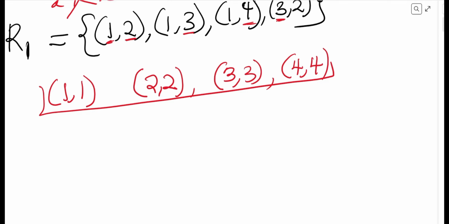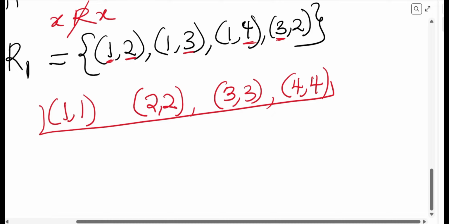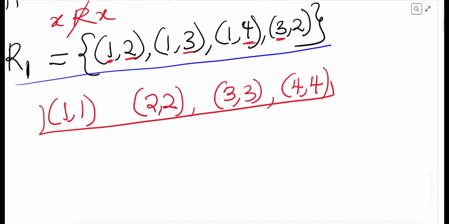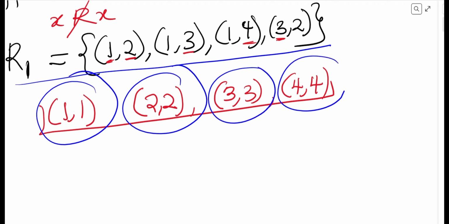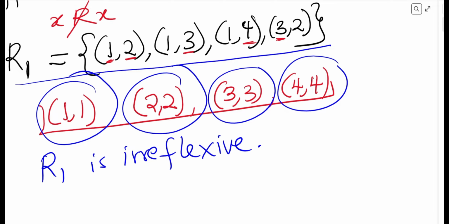So, if we look at this example, in the relation R1, we don't have this, we don't have this, we don't have this, and we don't have this. We can say that this is irreflexive. Note that if even one of them comes in the relation, then it means that it is not irreflexive.